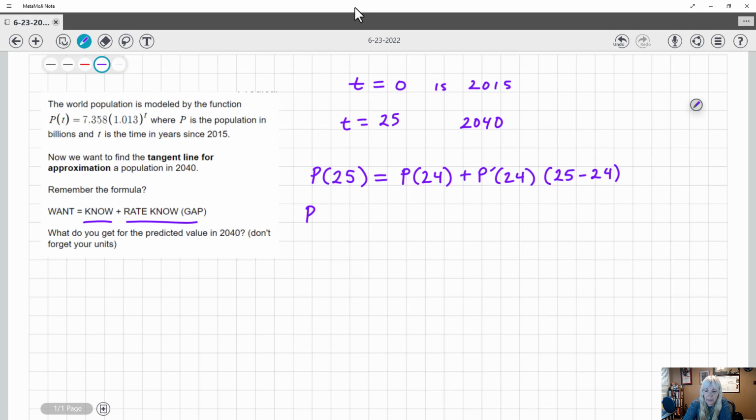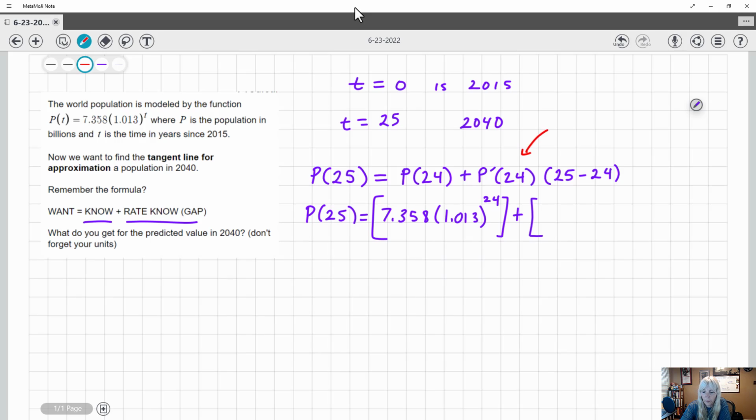All right, so let's do it. So I have P of 25, and again, you probably can just go back and look at your slides. Now this is going to be 7.358 times 1.013 raised to the 24th power. Okay, so that's P of 24. Now I need the derivative.